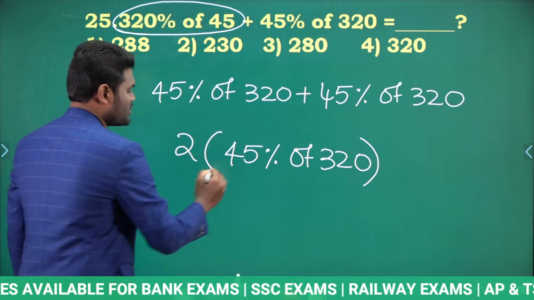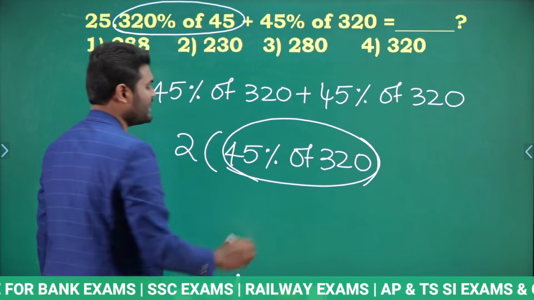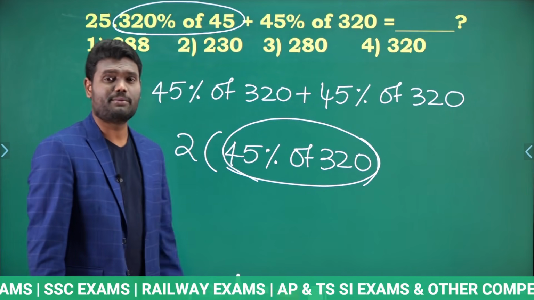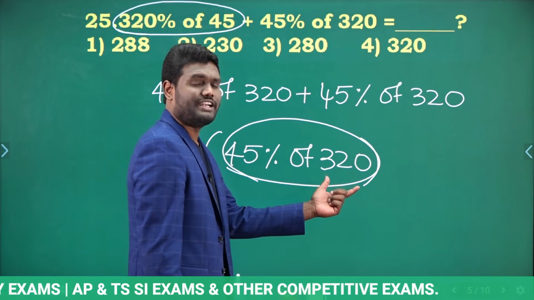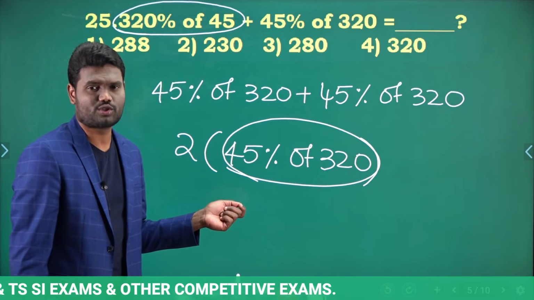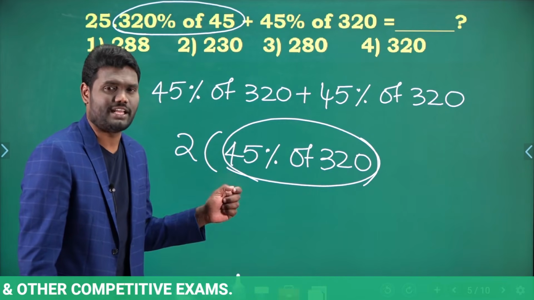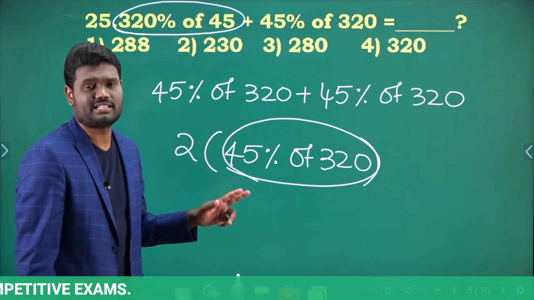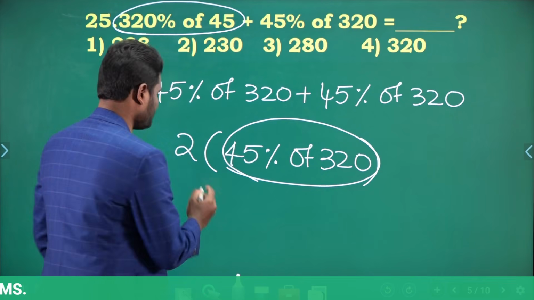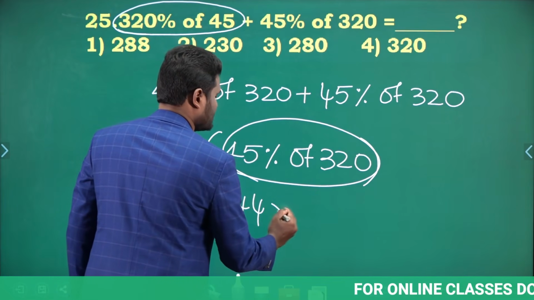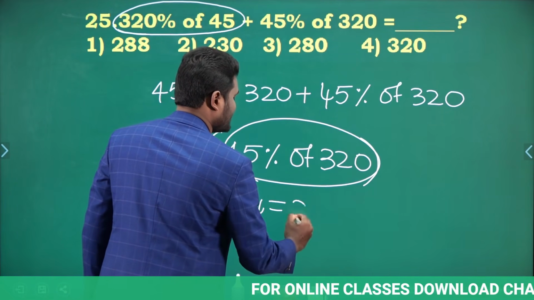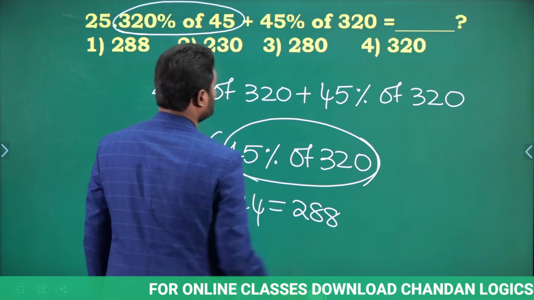If we calculate this, what is 45% of 320? 45% is nothing but 50% minus 5%. 50% of 320 is 160. Yes or no? 5% is 16. 160 minus 16 is nothing but 144. So now it is going to be 2 into 144, which is nothing but 288. So the answer is 288.